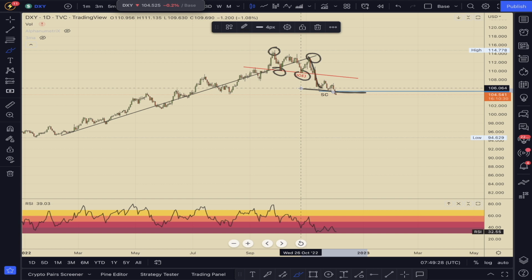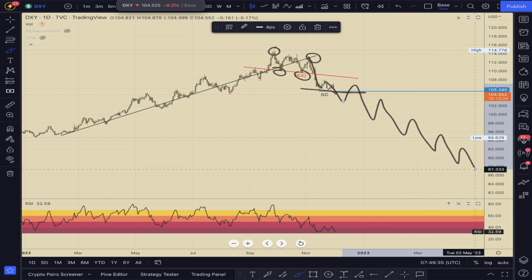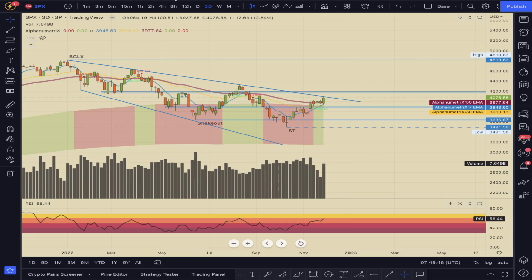So the dollar is weakening. We're seeing continuation of the downtrend in the dollar. And what you want to see is the dollar trend to the downside. The lower the dollar gets, the more there will be an appetite for risk in the financial markets. And you can see that with the S&P.